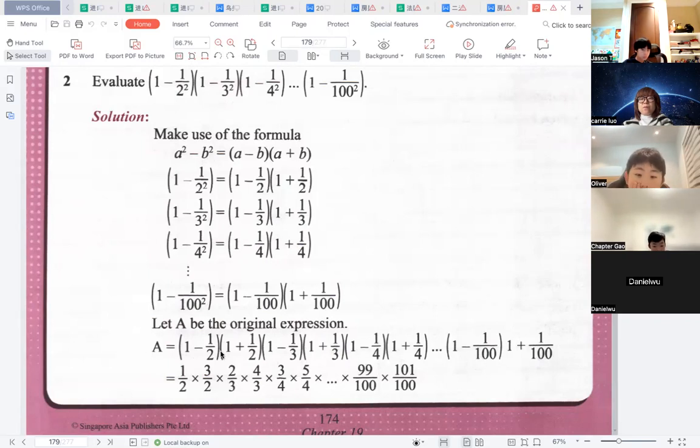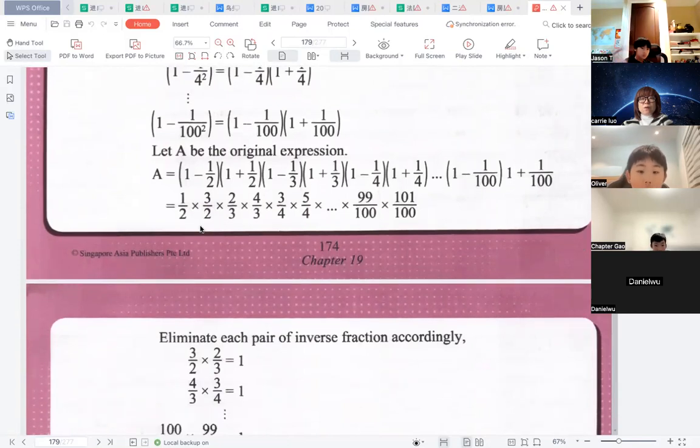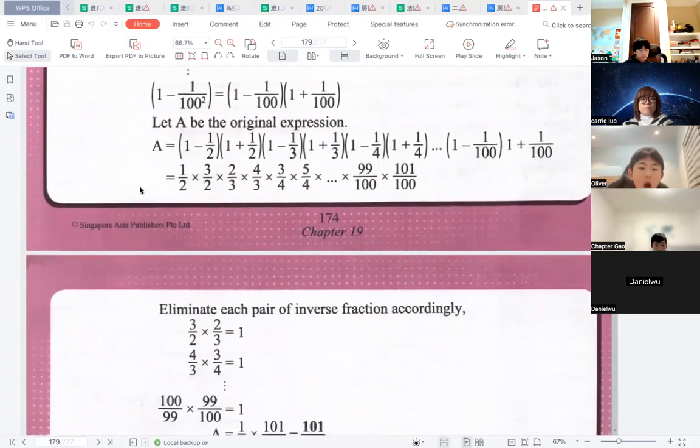So all of them, I want you to put them as improper fractions: 1 over 2 times 3 over 2 times 2 over 3 times 4 over 3. So if you take a look, everybody, you're going to find out the middle part is all gone. It all equals 1, so only the first term and the last term are left. Understand, Jason? But this time it's not minus, it's times. So it's 1 over 2 times 101 over 100.